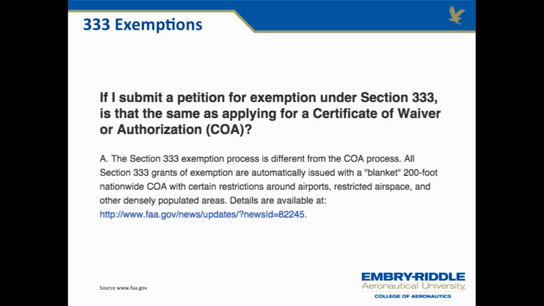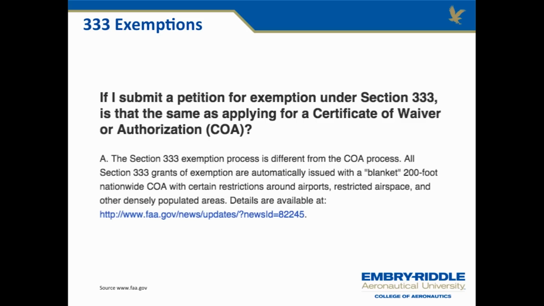And if you submit a petition for exemption under Section 333, you still need to have a COA. And this gets to be kind of confusing. The current 333 exemption process for UAS has been modified so that you can fly under 200 feet above ground level nationwide with some very specific restrictions around airports and different airspace and things. A lot of it is similar to what we've covered in the two modules of the MOOC.